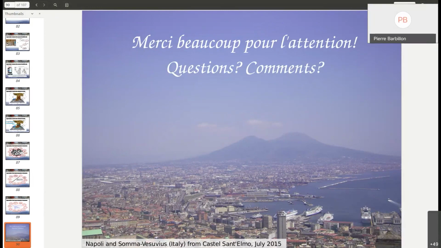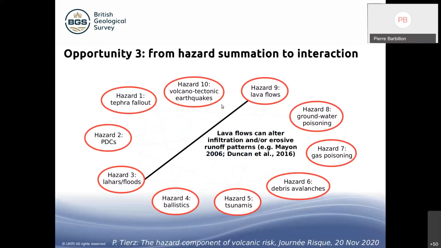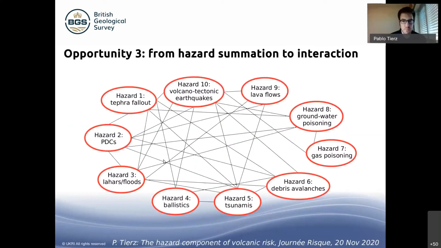Yes, so if I understood well, you have these different hazards. It seems that there are 10 hazards, and so you are able to provide a hazard map for any kind of hazard for a given volcano. Am I right? So what is being used, I mean, this is just 10 examples.